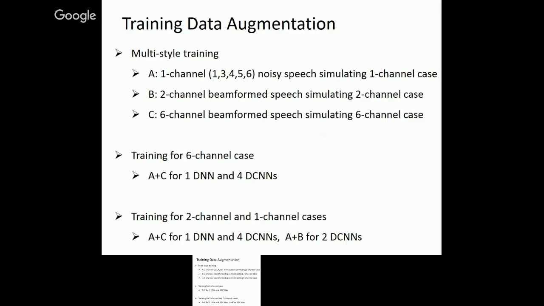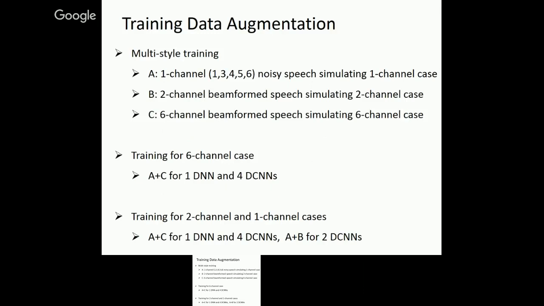And this is the front end, and then I will talk about the acoustic model. The acoustic model first needs the training data. For training data, we use data augmentation for the 3 cases of different channels. We use multi-style training. A stands for the one-channel noisy speech. We use 5 single-channel speech signals, except channel 2, which is very noisy, to simulate the one-channel case, the 2-channel beamformed speech to simulate the 2-channel case, and the 6-channel beamformed speech to simulate the 6-channel case.